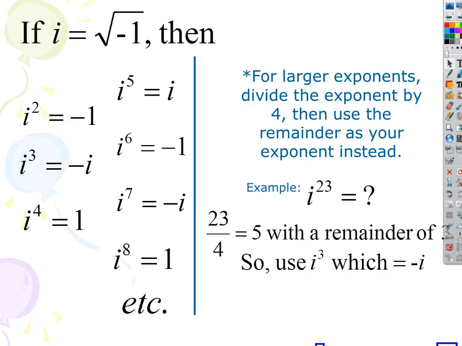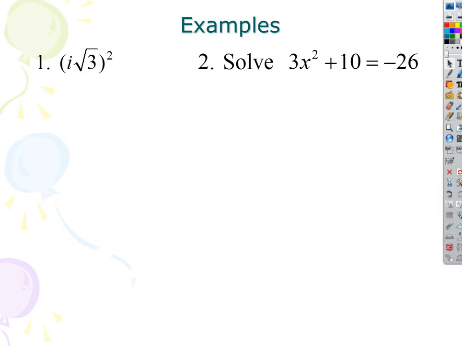Alrighty. So probably a little more important is, how do we do arithmetic with these strange numbers? What about something like that? What if we want to do the one on the left? We want to do the quantity i times the square root of 3, squared. What do you think? Think about that for a second.